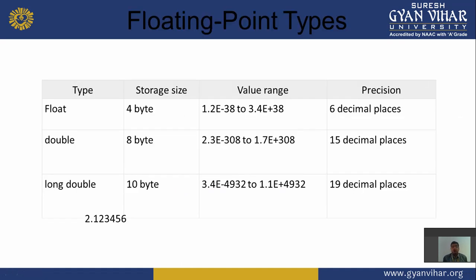Next is float. Float's full name is floating type. These are floating numbers which have decimal point numbers. The size in memory is 4 bytes, and the range is 1.2e-38 to 3.4e+38, and we store values up to 6 decimal places after the point.